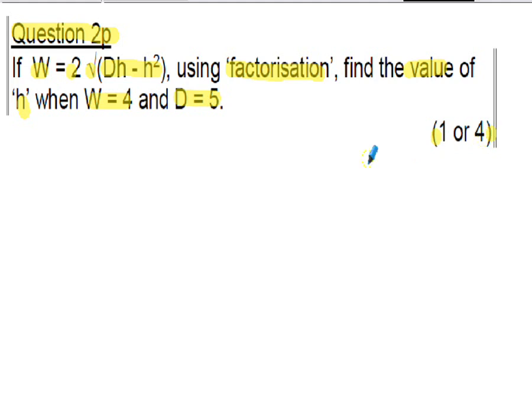If you want to attempt this question before reviewing the solution on the following slide, I'd encourage you to put the value of W equals 4 and D equals 5 into the equation, then rearrange it into the format of AH squared plus BH plus C equals 0.